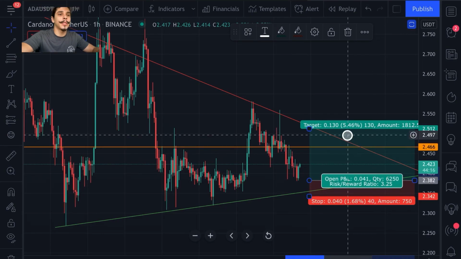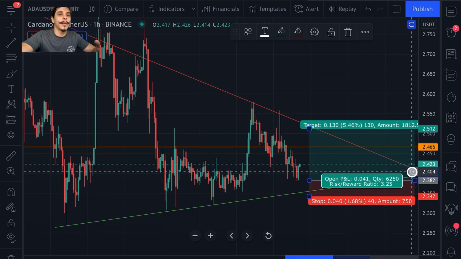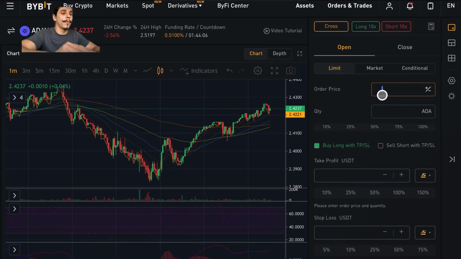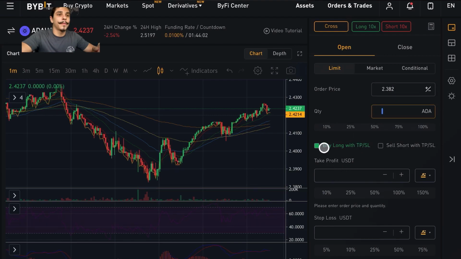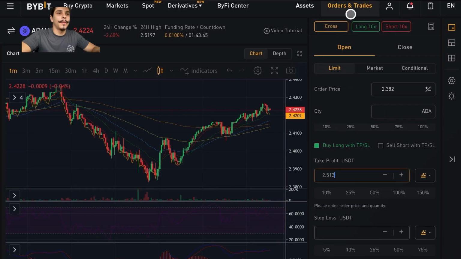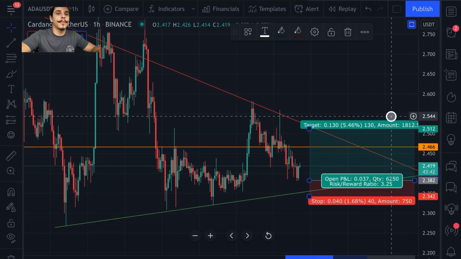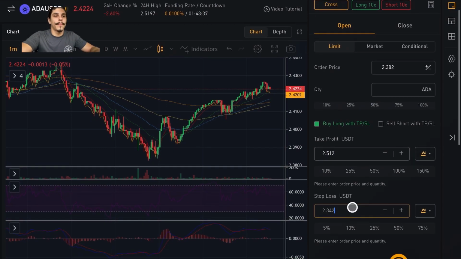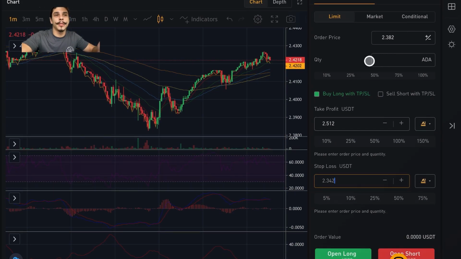So if you want to take a long position now, you can go ahead and put right here your entry, or your limit order amount, which would be 2.382. So your order price right here is 2.382, and however much you want to buy, that's whatever you would put right here in your quantity. If you want to go long, then we're going to set our take profit and stop loss based off of these parameters in our chart. So take profit is 2.512, and then our stop loss is 2.342. All right, and then you just put how much you want to buy, and then you can go ahead and open your long.